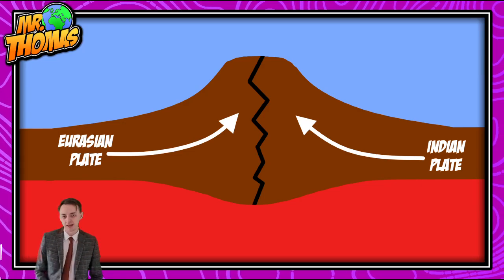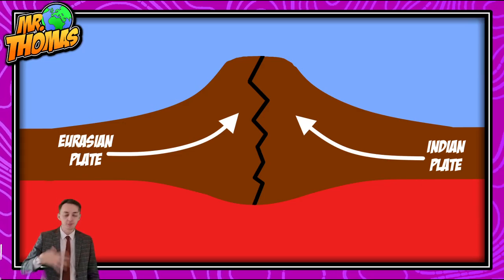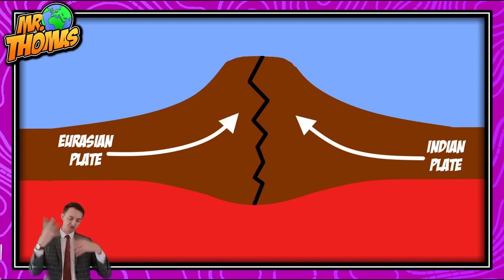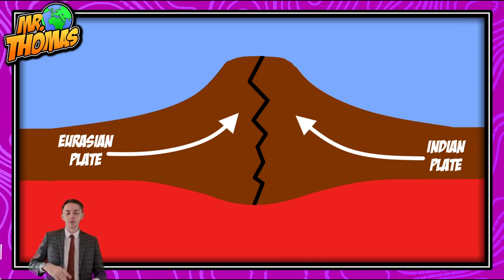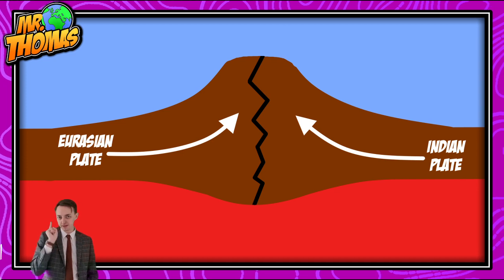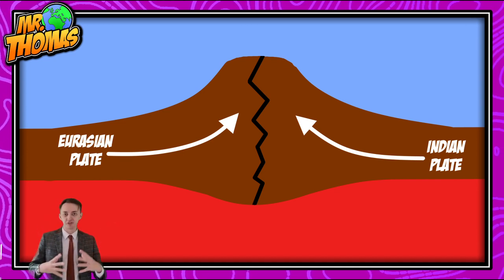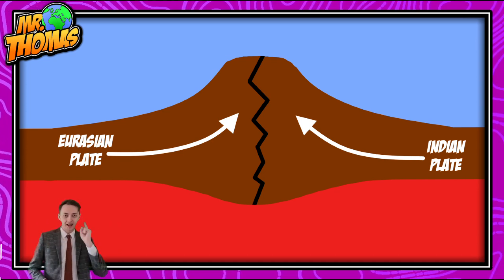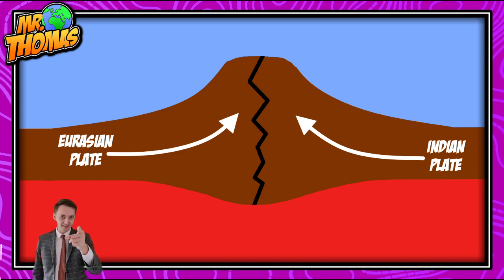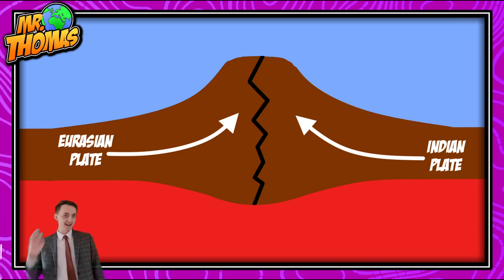At a collision plate margin, there are no volcanoes because there's no magma once again. It's just mountains, no volcanoes at this one. However, there are very powerful earthquakes because there's a lot of friction that can happen, and friction equals earthquakes. We'll find that out in our earthquakes video in the next few weeks. And so that's it. That's the four types of plate margin: constructive, destructive, conservative, and collision.